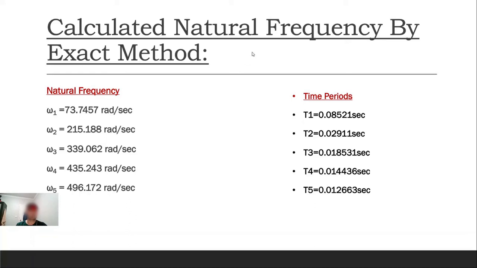After the calculation from the exact method, we found the natural frequency omega 1 is 73.7457, and the corresponding time period is calculated. The natural frequency increases from mode 1 to mode 5, but the time period decreases from mode 1 to mode 5.